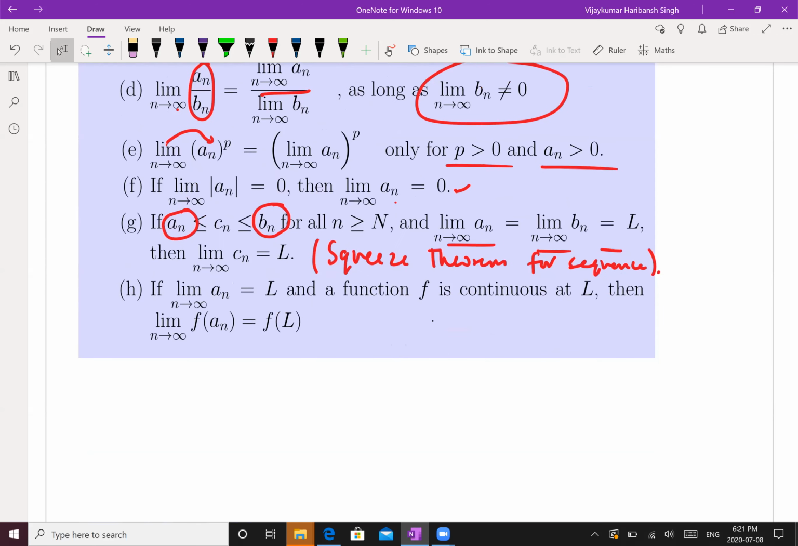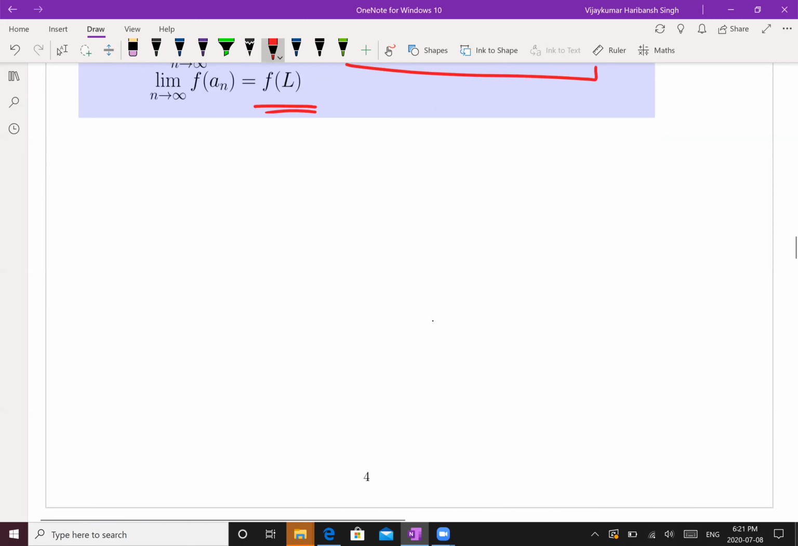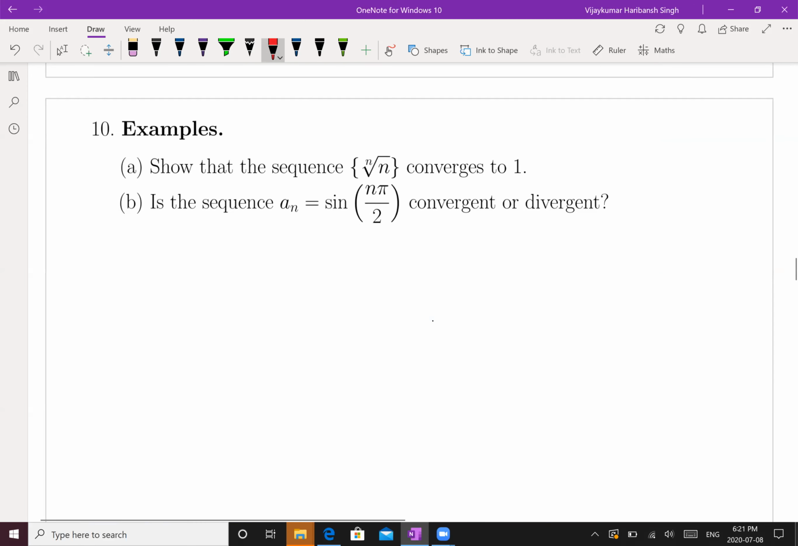The last one is the following. Limit as n goes to infinity of an is L. And if you have a function f continuous at L, then the limit as n goes to infinity of f of an is the same as f of L. So this is another interesting one that helps you compute limits. All right, so these are the laws of limits for sequences. Let's see how that is going to help us.